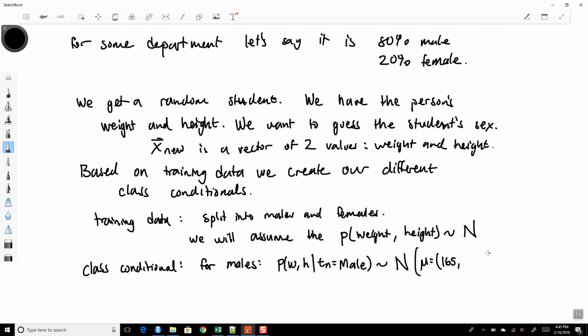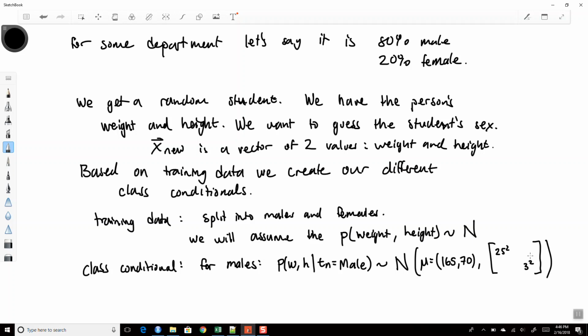165 and mean height 70. I don't know, I'm just making stuff up. Okay, and then some joint variance covariance matrix. What's the variance of weight? We'll say 25 squared, and the variance on height will be 3 squared, and some covariance.